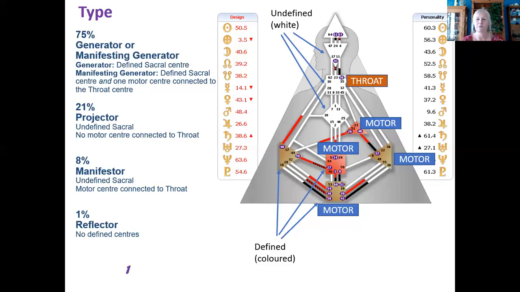And then if you've come up with a chart that has absolutely nothing, none of the blocks, none of the centers and the shapes colored in, then you'd be a reflector. So there are no defined centers if you're a reflector. Reflectors are 1% of the population. So once you know your type, there's a whole load of information you can find about your type.